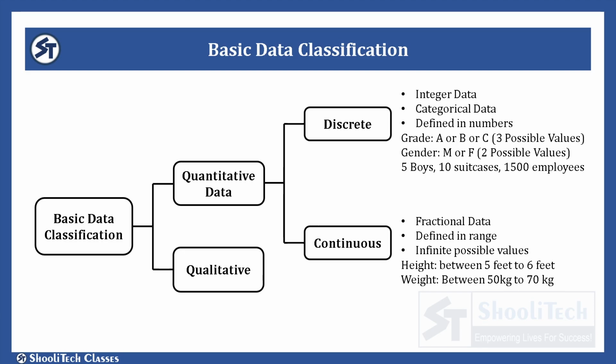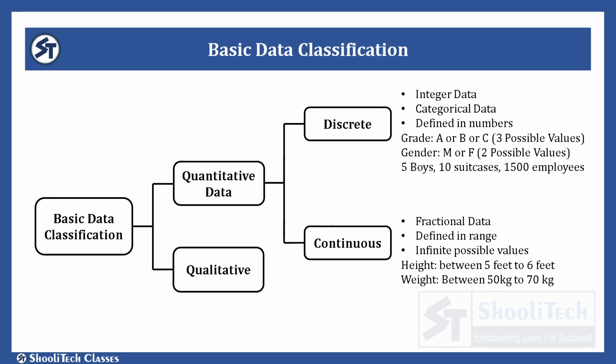Let's quickly revise the discrete and continuous types of data once. We can't break the discrete data into fractions. It is represented in integers only, just like the number of employees or the number of students. And also the discrete data can be categorical in nature. Like there can be three possible values for grades in a 3-point grade system like A, B and C. There can be two possible values for gender like male or female.